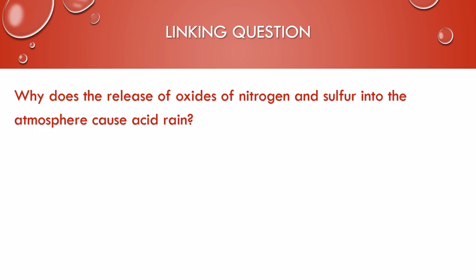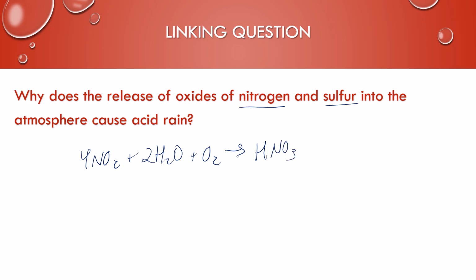Okay, so this linking question we didn't really talk about when I reviewed the oxides, but let's talk about it now. These oxides of nitrogen and sulfur can cause acid rain. And so they're nonmetals, so they can act as acids in the presence of water. For nitrogen oxides, so if we have NO2, it can react with water from the rain or in our atmosphere, and oxygen, which is in our atmosphere, to form nitric acid. And that is a strong acid, and that will definitely lower the pH of rainwater.